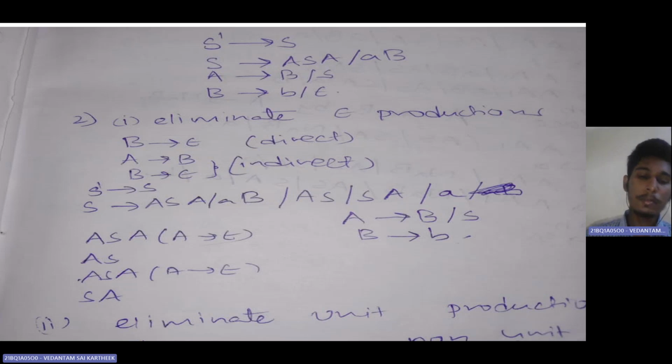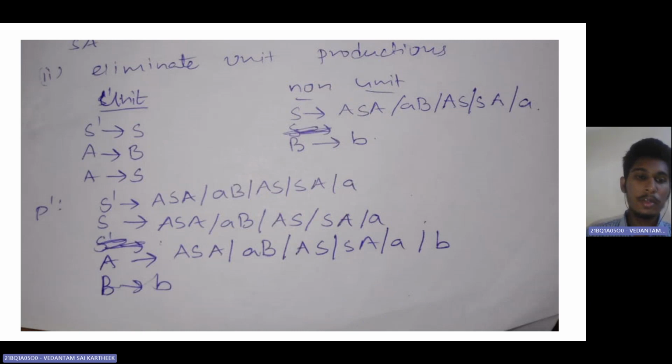So after eliminating the epsilon productions, we need to eliminate the unit productions. Let us see the unit productions here. Unit productions are something like A to B, B to C, where only one non-terminal is present on the right side. From the previous transitions, the unit productions are S dash to S, A to B, and A to S, whereas the non-unit productions are S to ASA, AB, AS, SA, or A, and capital B to small b.